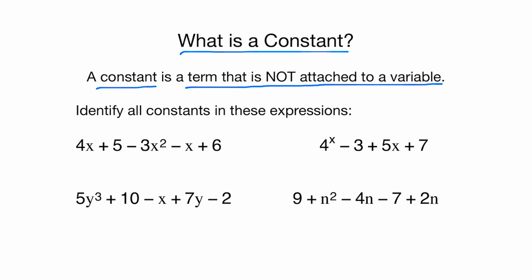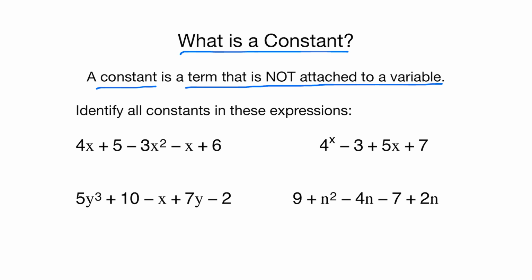Okay, let's look. We have 4 examples here. Identify all constants in these expressions. We have 4 separate expressions here, and I'm going to put a box around each constant. Okay, first we have 4x. This 4 is the coefficient of x, and the 4 is being multiplied by x, so it is not a constant. Now we have plus 5.